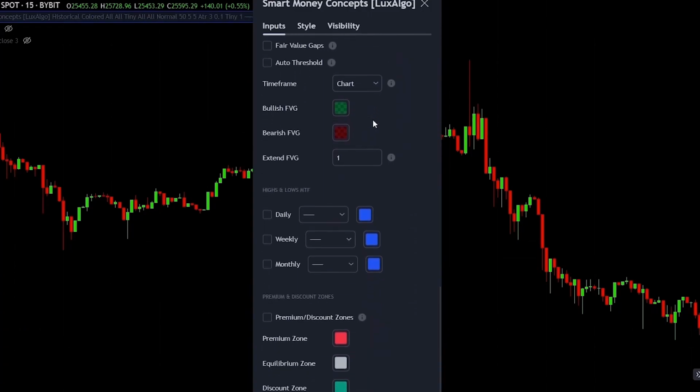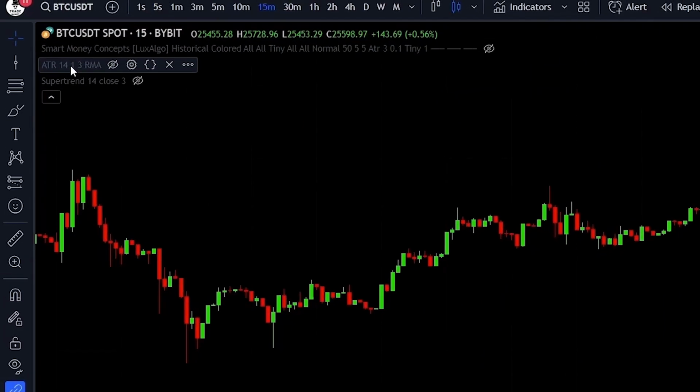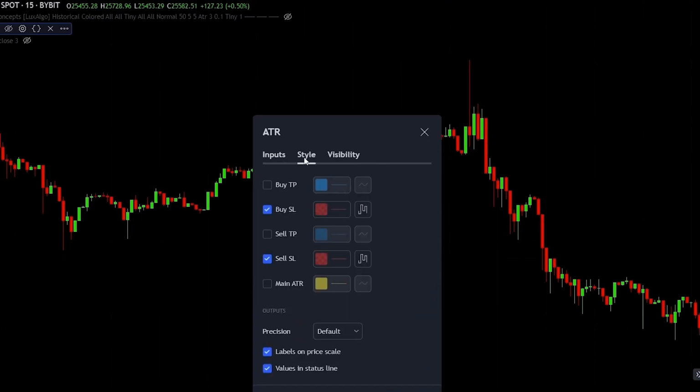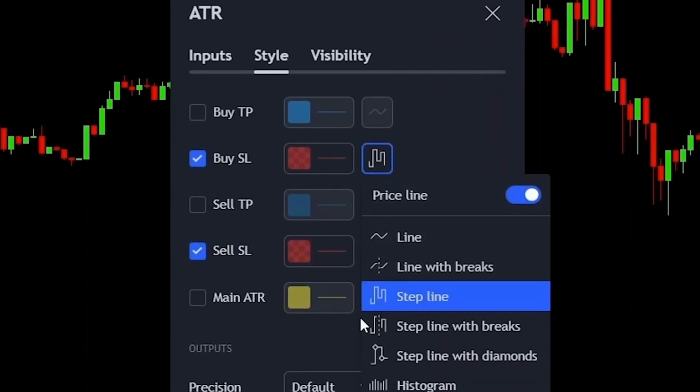Now change some settings in the NNFX ATR indicator. First, for the X value, which is the ATR length, set 14, and for the SL, which is the stop loss, set 3. This way the stop losses will be printed at a 3 times ATR distance. Now go to the styles tab, untick the buy TP, the sell TP, and the main ATR, and finally change the line styles to step line.